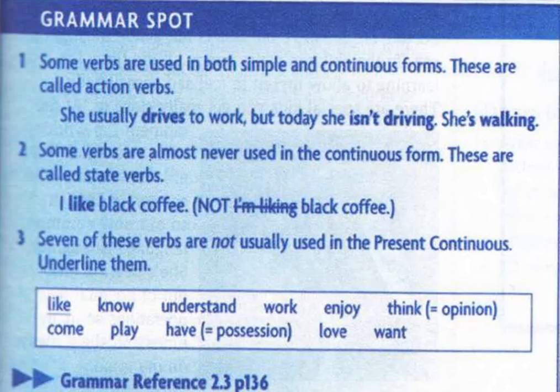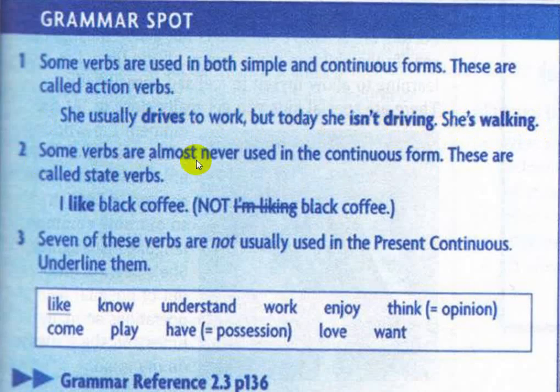We have two kinds of verbs. Some verbs are used in both simple and continuous forms. These are called action verbs. Action verbs are used in both simple and continuous forms. For example, she usually drives to work, but today she isn't driving, she's walking. You see the verb drive here is used in simple and continuous form.